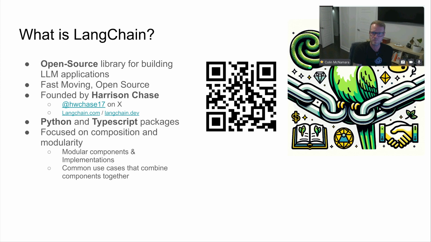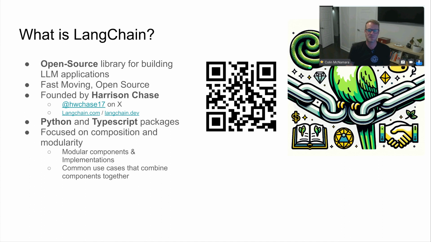Okay, so what is LangChain? LangChain is an open source, that means it's free and you can use the source code, library for building LLM applications, large language model applications. It is a fast moving open source project. It's founded by a really cool guy, his name is Harrison Chase. He's at HWChase17 on X. The LangChain project is found on langchain.com and langchain.dev. We treat this as an upstream project for our user group. It is really amazing. It's moving really, really fast.